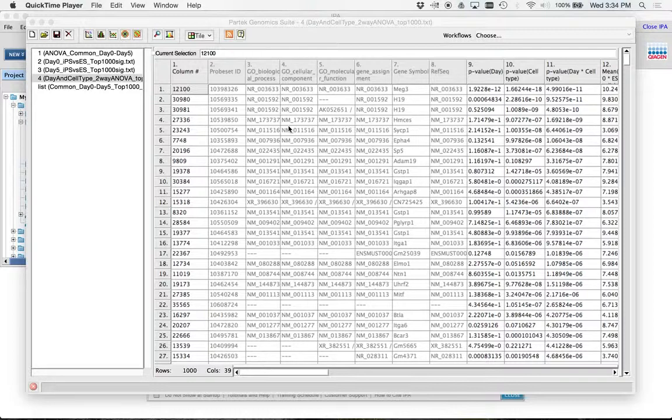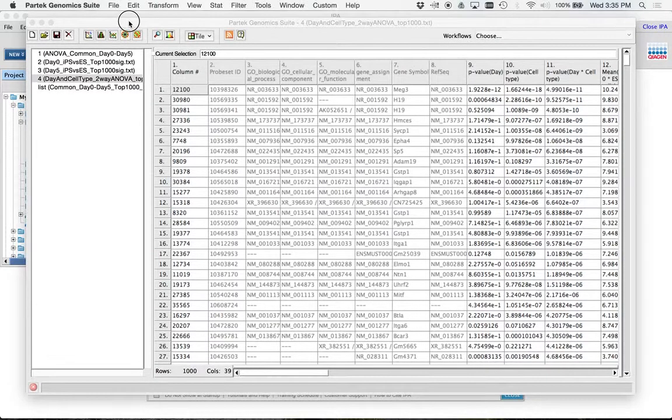We used the ANOVA to find significant genes that were different at time 0 between the two different cell types, at day 5 when they were differentiated between the two cell types, and we also used it to find genes whose expression changes due to both factors. So both day and cell type. That was a two-way ANOVA. When we did that, we found lots and lots of genes that were different. So to kind of normalize everything, we took the top 1,000 that were significant, and we did a Venn diagram.